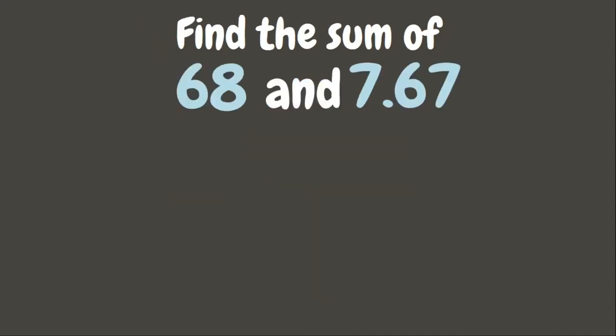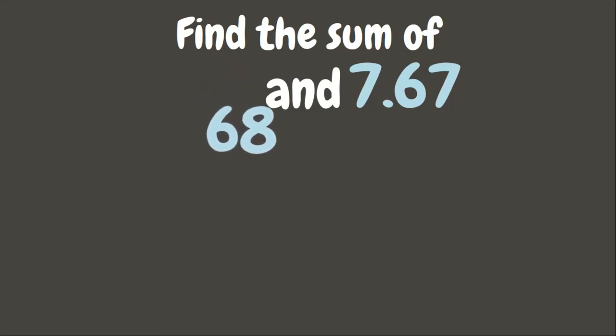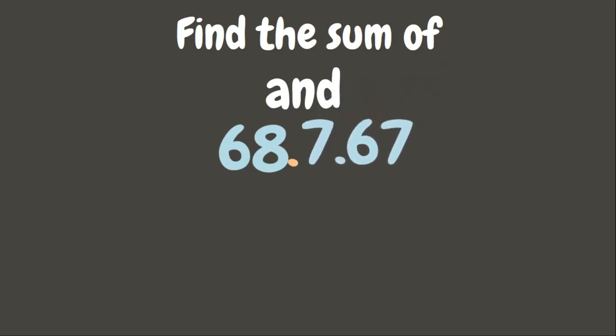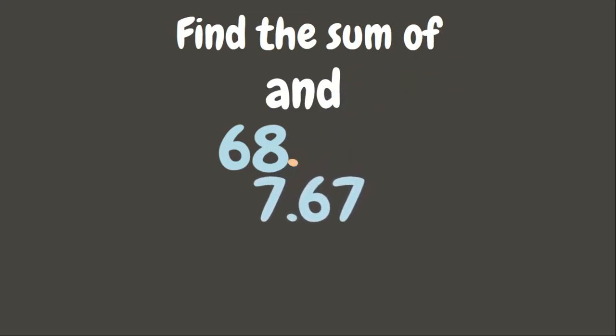Find the sum of 68 and 7 and 67 hundredths. Again, when we are looking for the sum, we are going to add. You might be wondering, where is the decimal point of a whole number? The decimal point of whole numbers is found at the end of the whole number. Now let us align them vertically. Make sure that we align the decimal points. Let us put zeros to the empty place values. There.